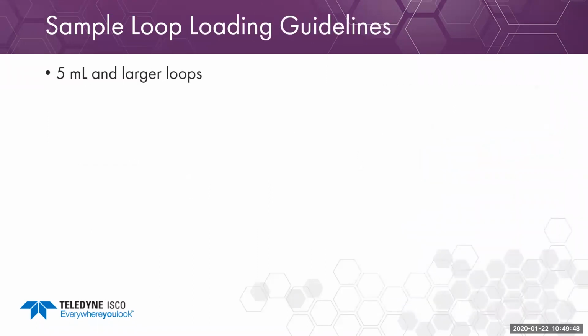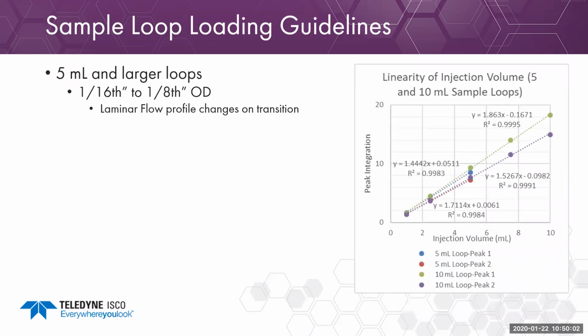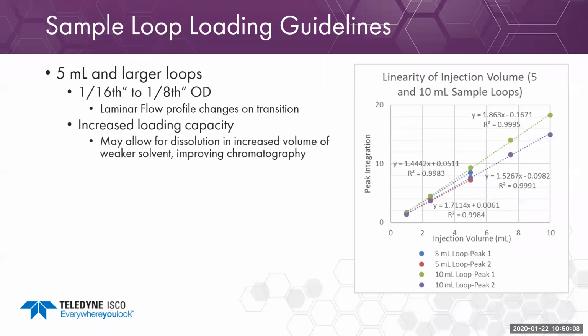For larger loops, though, traditionally the systems are going to have 5 mil loops and larger, and that's 1/8 OD. It transitions from 1/16 to 1/8 OD tubing. That laminar flow profile changes on the transition from the tubing, and we see linearity throughout a longer range. So this increases our loading capacity.